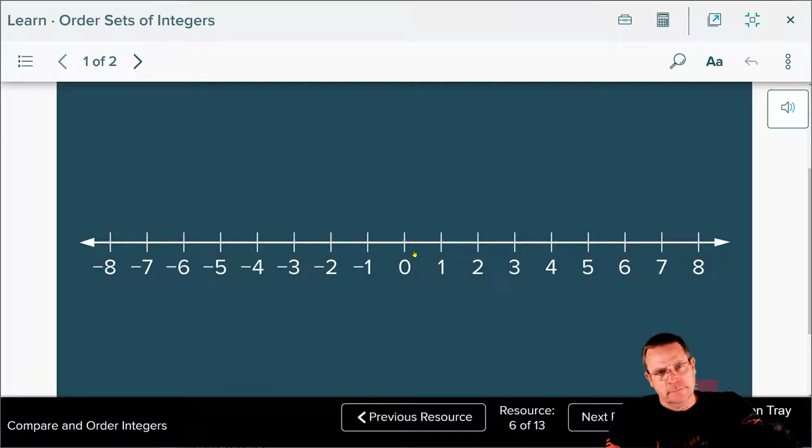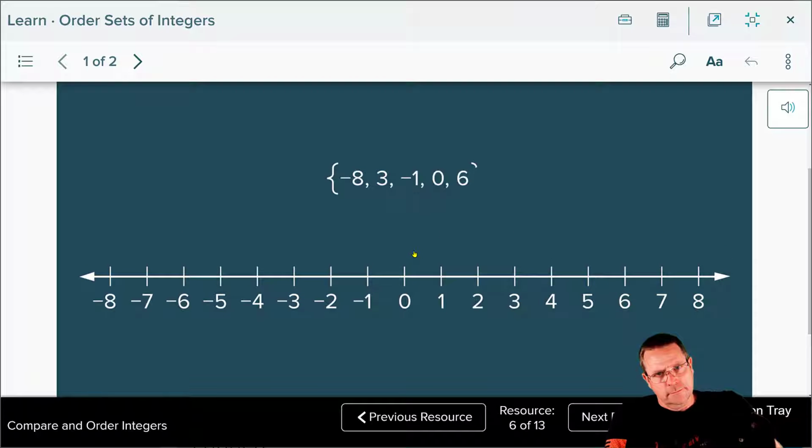You can use a number line to help order a set of integers. Order the set of integers from least to greatest. To begin, graph the integers on the number line. Start with negative 8, 3, negative 1, 0, and 6.